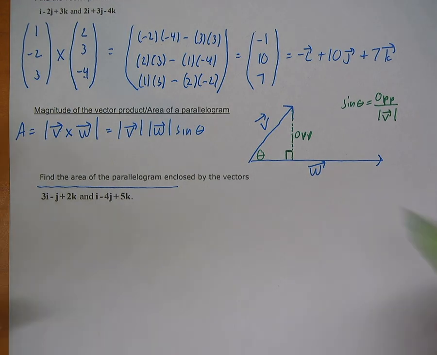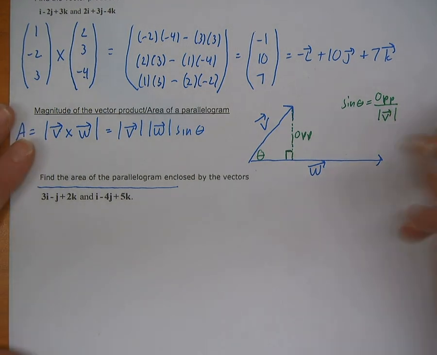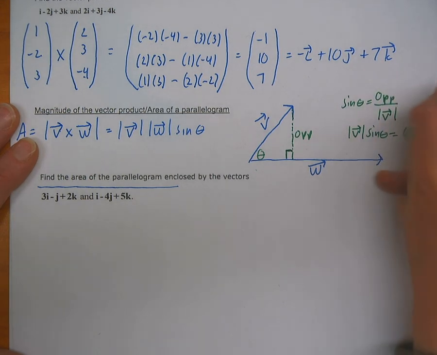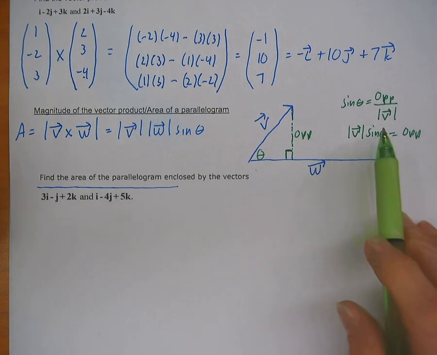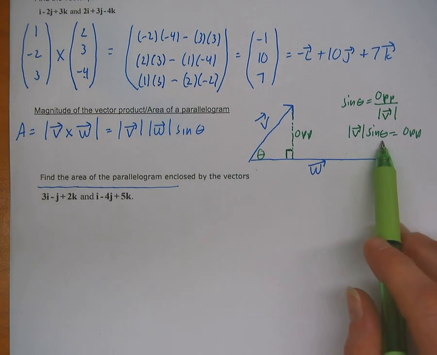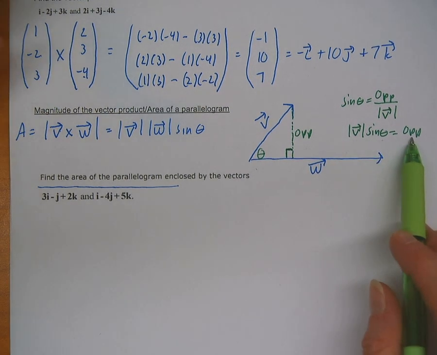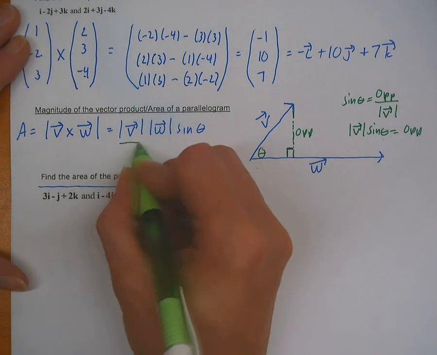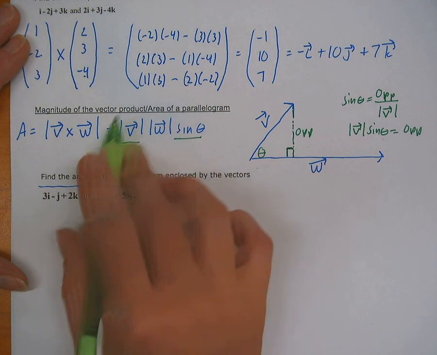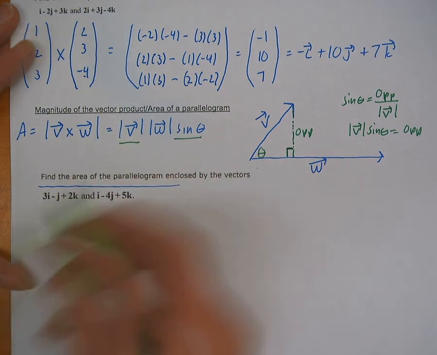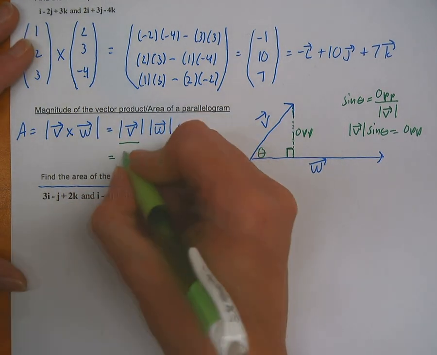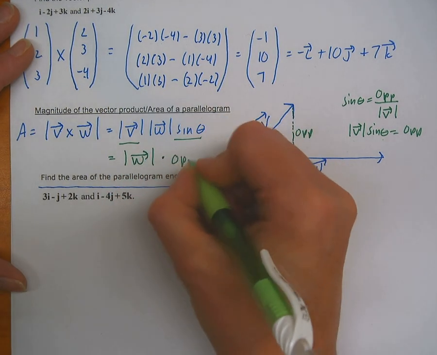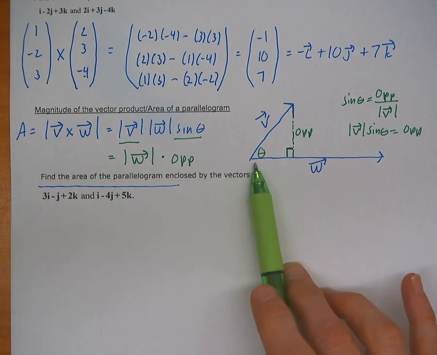So if I base this off of the drawing I did, if I move vector v over, I'll have the magnitude of vector v times sine theta equals opposite. So the magnitude of vector v times sine theta is equal to the length of the opposite side in my diagram here. If I took that and replaced it in my formula, now this is the formula you're going to use. We're just talking about how it's structured. We would end up with the magnitude of vector w multiplied by the length of the opposite side.